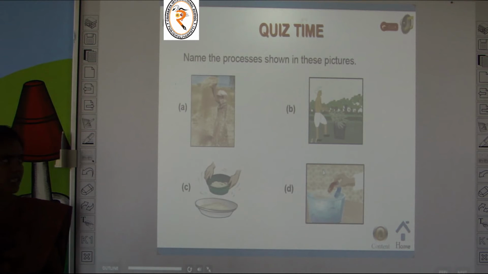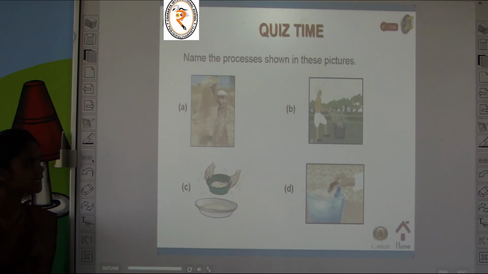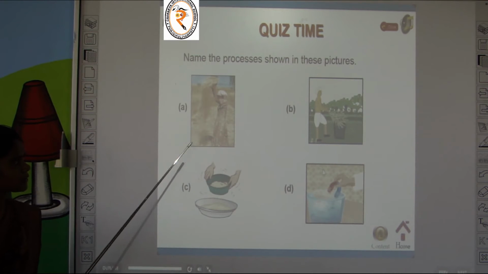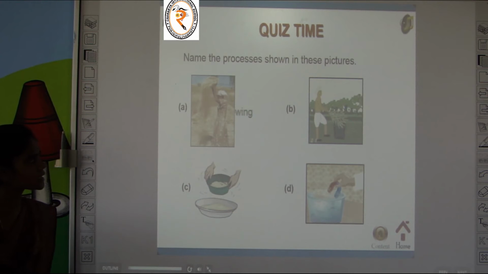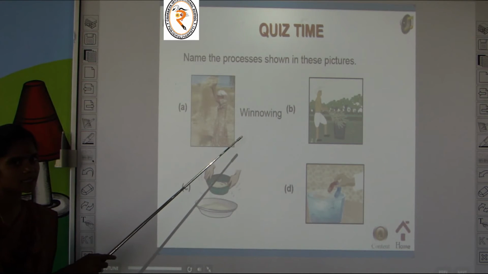It is quiz time for you. Look at the pictures, children. Name the processes shown in this picture. There are 4 pictures given: A, B, C and D. You have to name the processes shown in the picture. What is the name of this picture? Which method is this? It is winnowing. What method is this? It is winnowing.